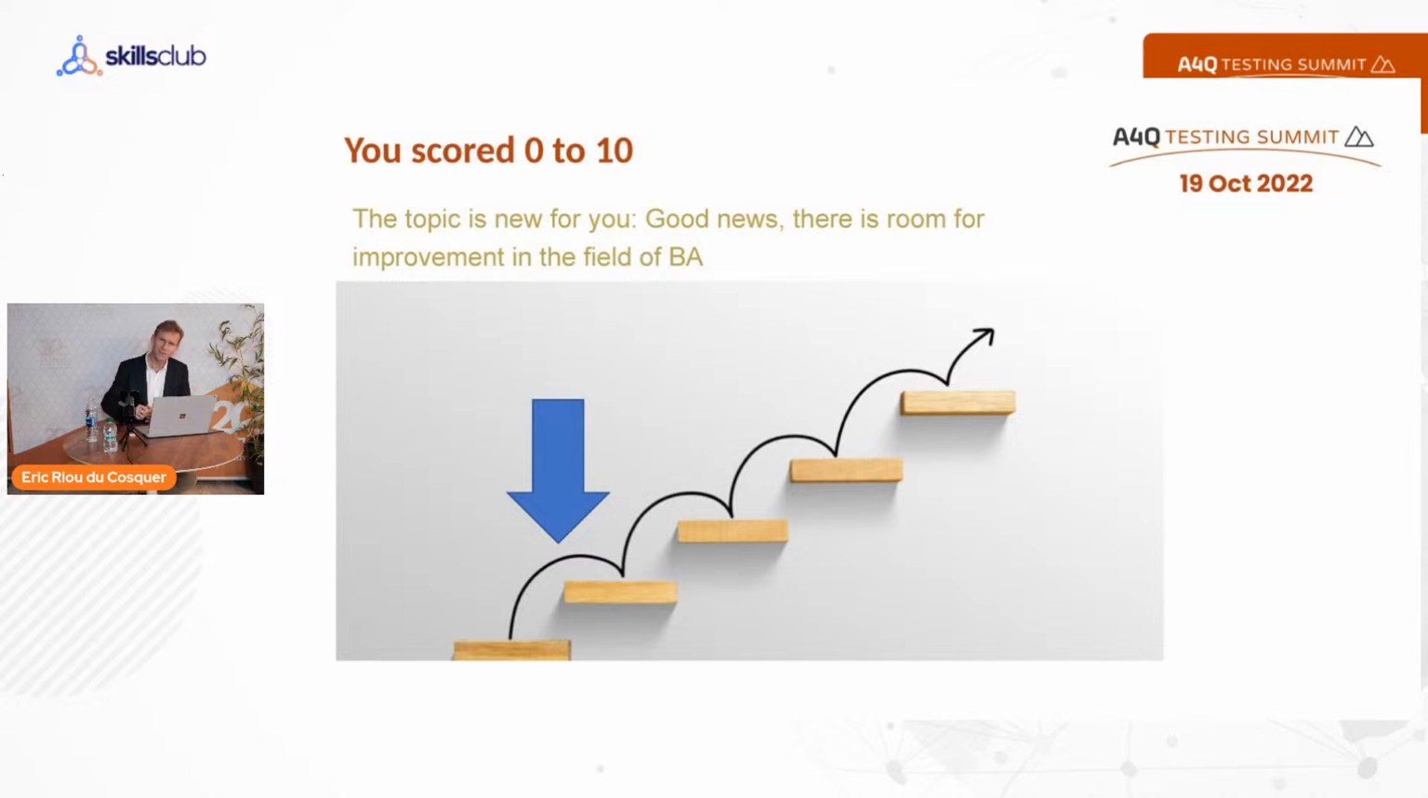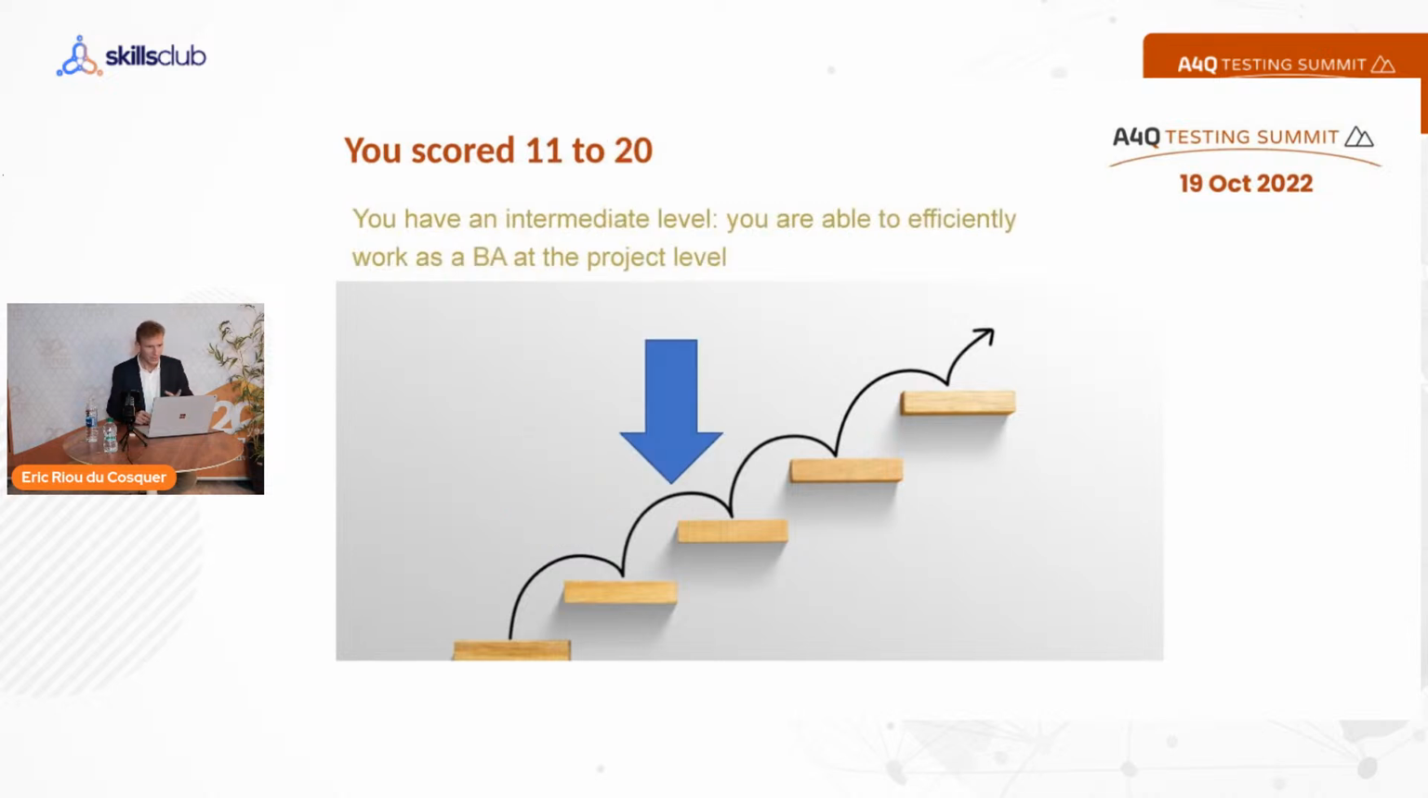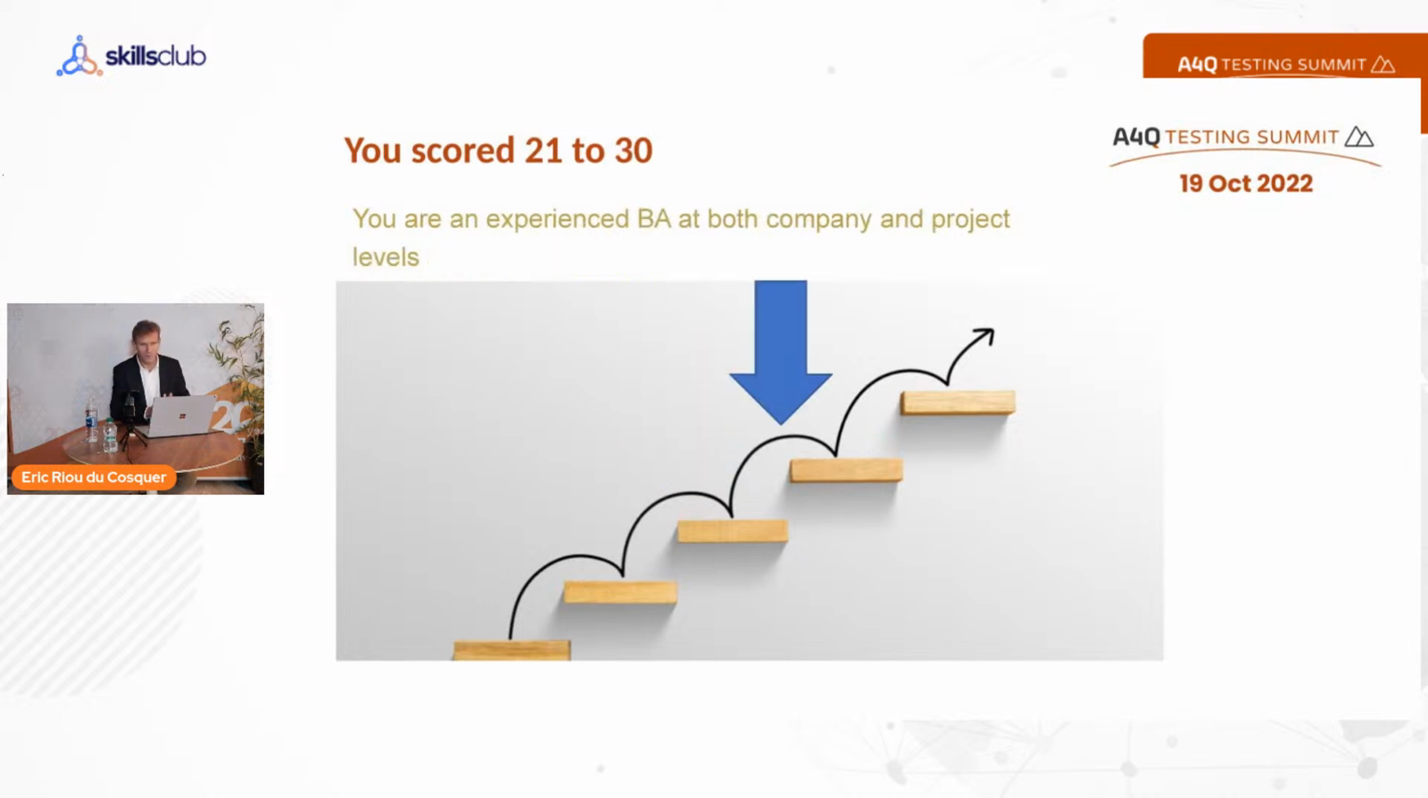If you score between 11 and 20, well, we can consider that you have an intermediate level. It means that you are probably able to efficiently work as a BA at the project level, and that's already very good. If you score between 21 and 30, that's really good. We can conclude that you are an experienced BA, a senior BA, and that you are able to work at the company level to define or to improve processes, and also at the project level.